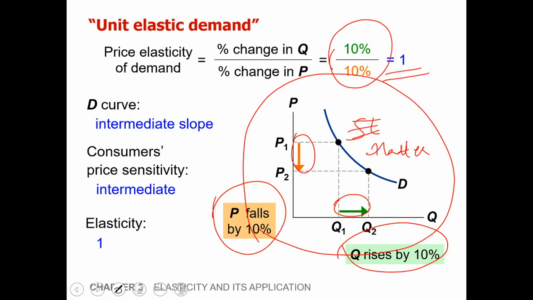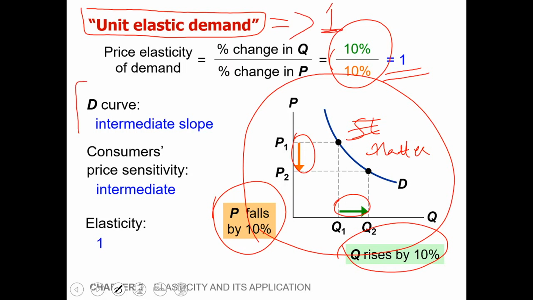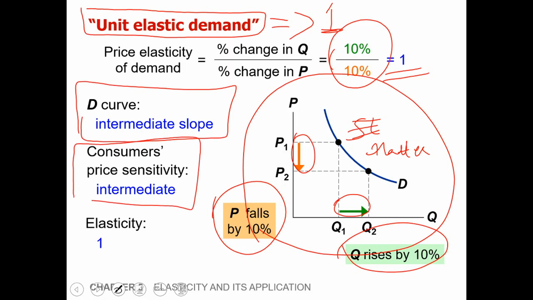So whenever price elasticity of demand is 1, you call it unit elastic demand. The price elasticity is always 1 in this case. The demand curve has intermediate slope. Consumers' price sensitivity is also intermediate, and elasticity is 1. This is the third case where the price elasticity is 1. We call it unit elastic demand.